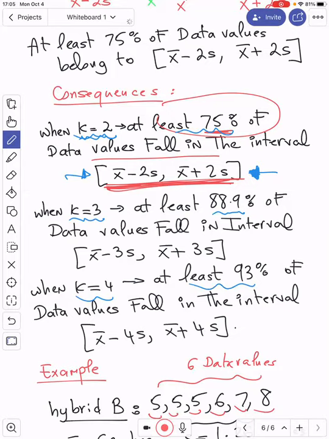Yeah, so let me do more examples, guys. What time do we have? Okay, we have 10 minutes. Okay, cool. Yeah, let's do more examples.